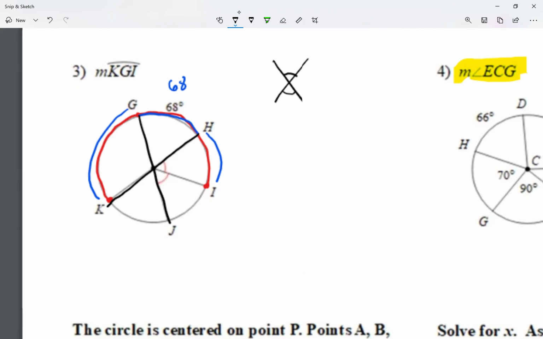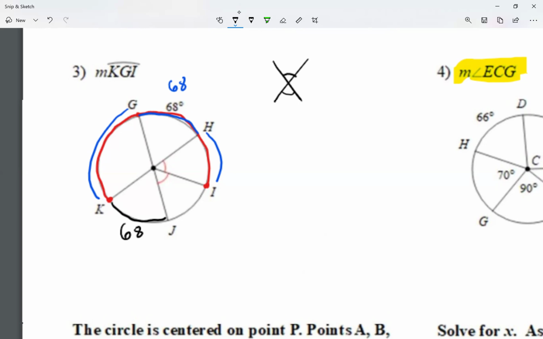You guys see that x. So one side is 68 degrees. So I'm going to say, well, guess what? This other part right here is 68 degrees as well. Okay, so I'm just trying to complete measurements that I know.